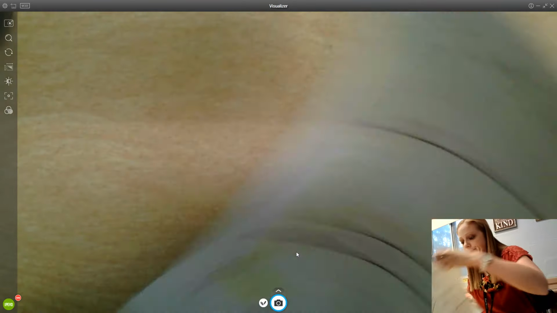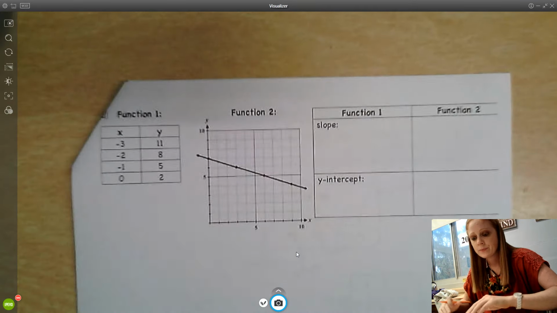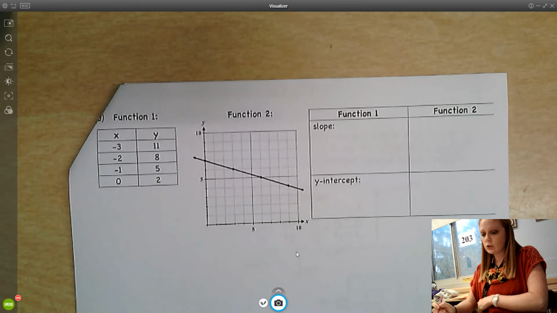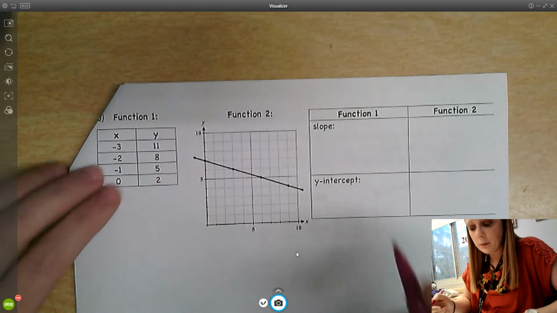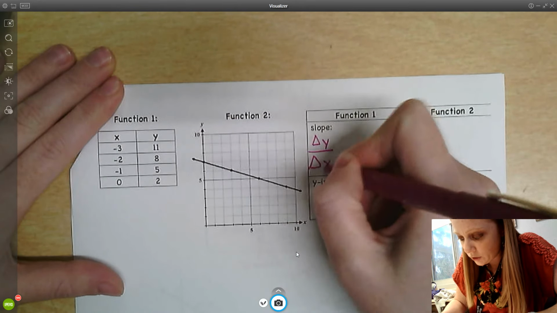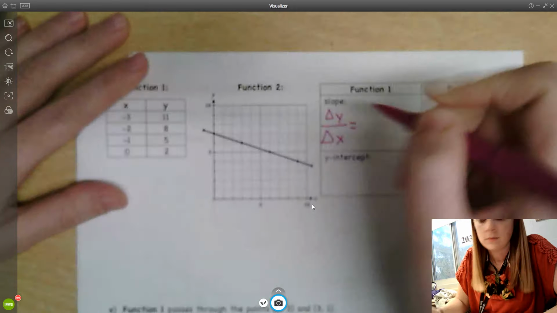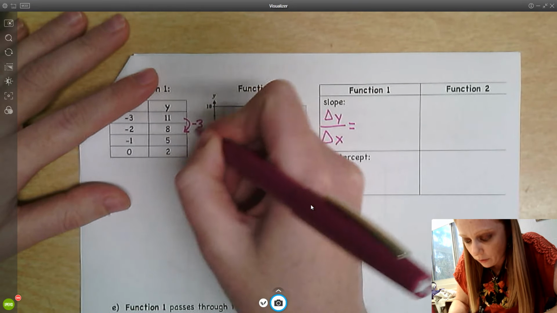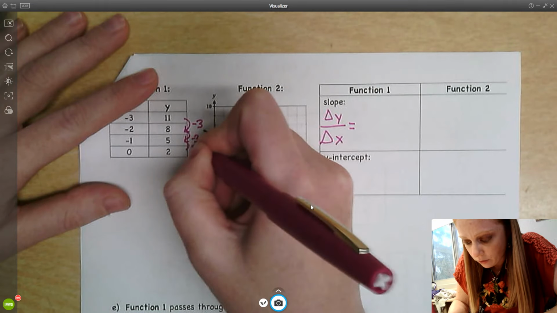Okay, next page. A table and a graph again. Let's compare the two functions. Okay, so let's first find the slope from this table. Change in y over change in x. The change in y to get from 11 to 8, we're going down 3, down 3, down 3.